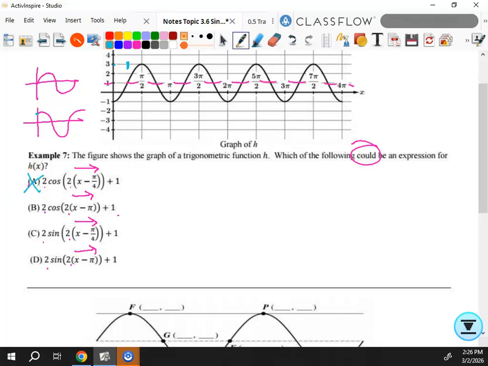Cosine, again, starts up here. I move to the right pi. Nope, I'm not on my graph. If this had been a reflection, then I'd be okay, but it's not. So then sine starts on the midline. Sine would start right here. And then I'm going to move to the right pi fourths. Right pi fourths. That looks pretty good. And then there's no reflection, so it should go up and then down. I really think C looks good, but we got to check the last one here. And so I start here again. If I move to the right pi, not on my graph, so I don't like D. My answer is C.